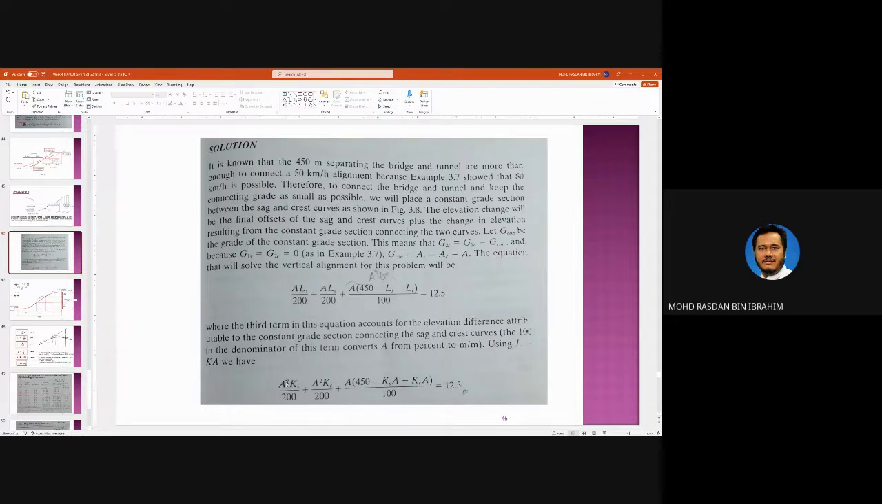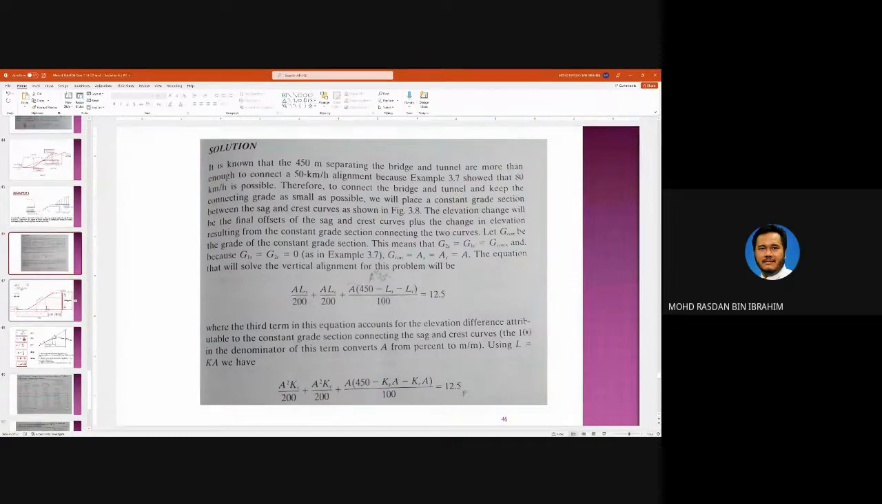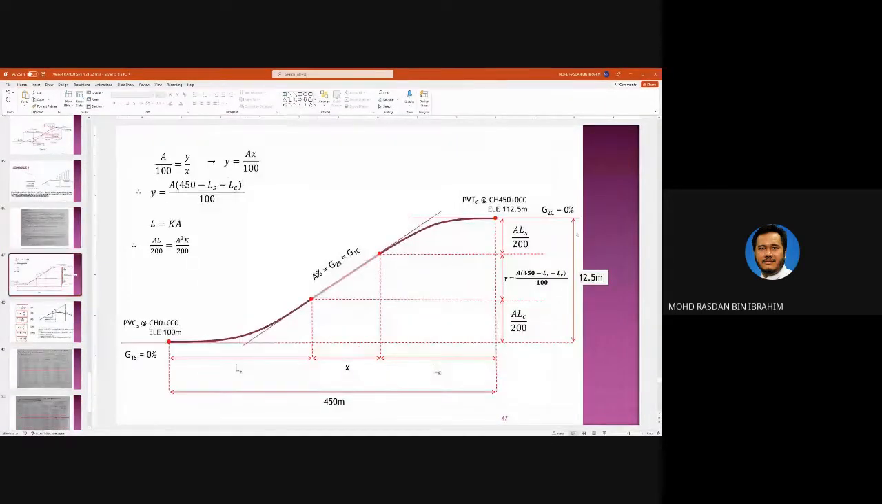A squared K over 200 for this term, and this is also the same case for the crest curve. Here also you replace this L with K A, and you get this. So now you only have two unknowns, K and A. A is common and equals 12.5 meters, because the difference is 12.5 meters. This plus this plus this is 12.5 meters.